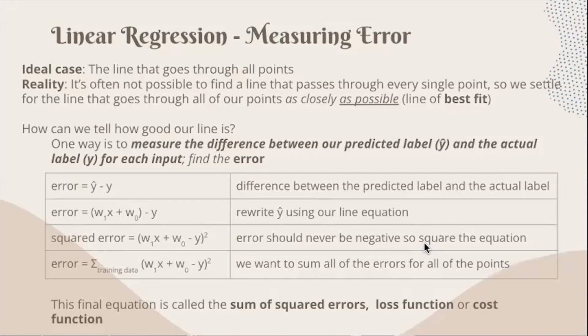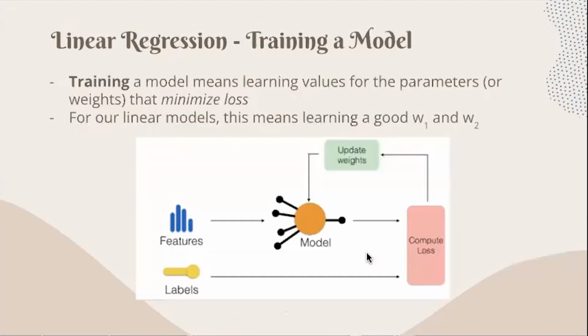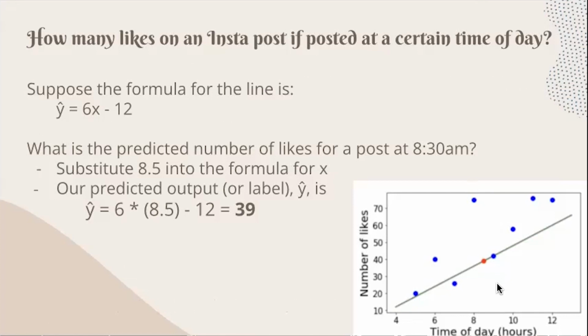So in order to tell how good our line is, we want to measure the error. And the error is the difference between what we predict and the actual amount. So our predicted label here would be 39, and the actual amount of likes would be however many you got at that specific moment in time, in reality, not our predicted amount.